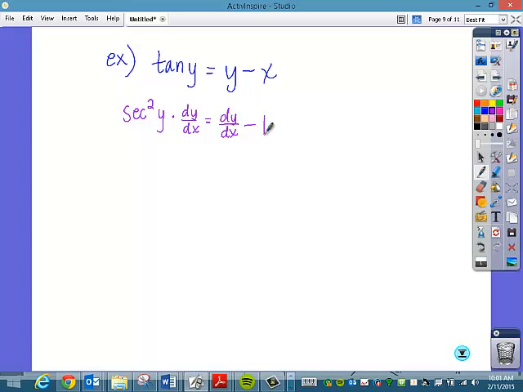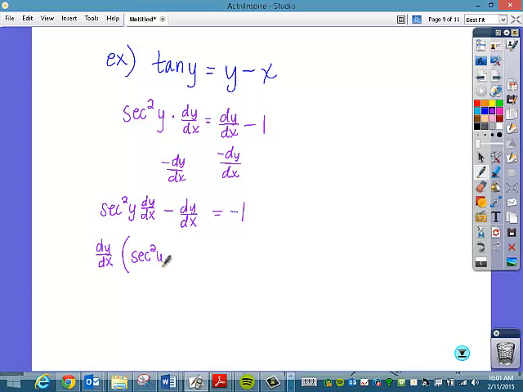Okay, next thing we want to do is make sure that we have all of our dy dx terms on the same side of the equal sign, so I'm going to subtract dy dx from both sides, leaving me with secant squared y dy dx minus dy dx equals negative 1. The next thing I want to do is factor dy dx out of both terms. So dy dx comes outside, and then is equal to secant squared y minus 1 on the inside.